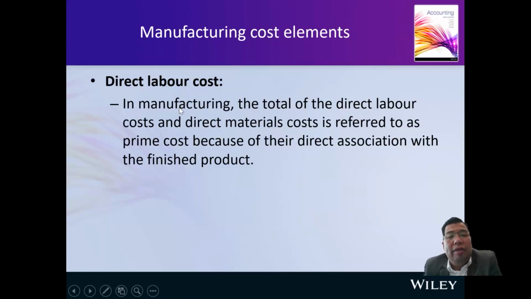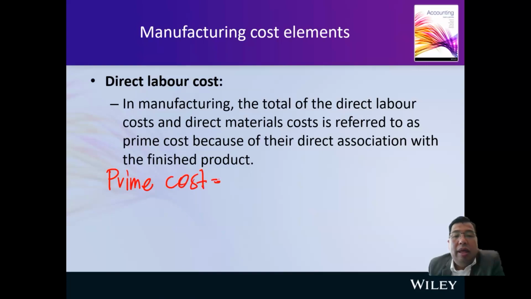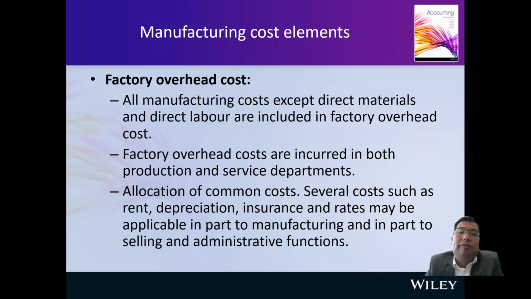So in manufacturing, the total of direct labor cost and direct material cost is referred to as the prime cost. So what is a prime cost? The formula is direct material plus direct labor. Please write down this formula. Prime cost is direct material plus direct labor. So this is the prime cost, the main cost.